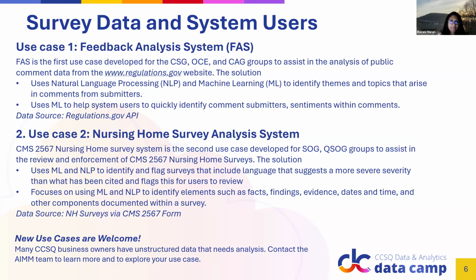The second use case is the nursing home survey analysis system, which ingests the 2567s and analyzes the data using machine learning and NLP, and is able to identify undercited and overcited surveys, as we saw in the video. We do have a new user interface in the works, called CASA. It's going to let users look at the nursing home surveys with a little more functionality than just a dashboard. But we don't have that yet. It's something in the works. Next slide, Julia.